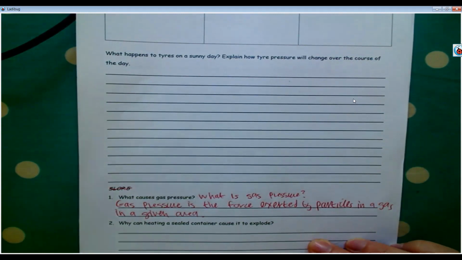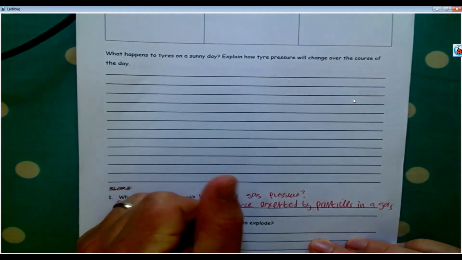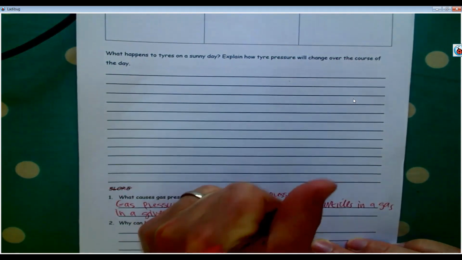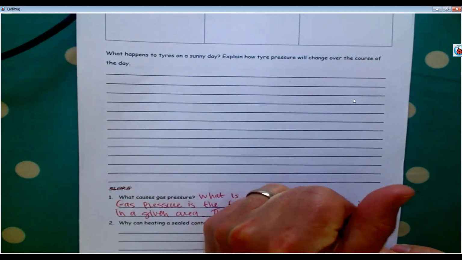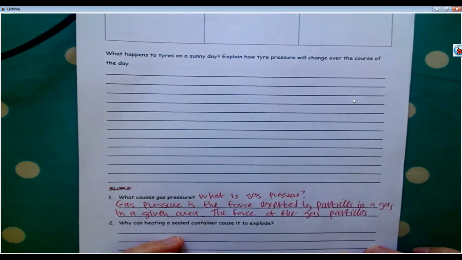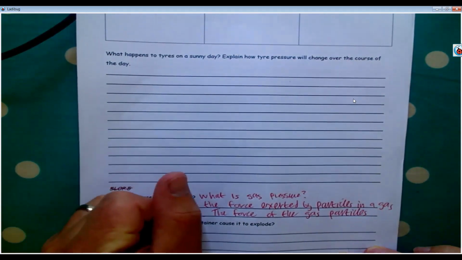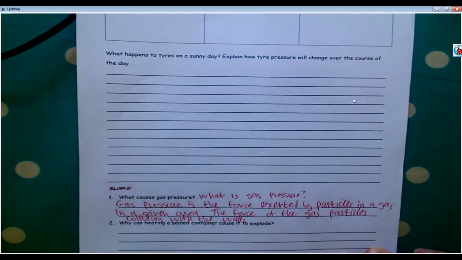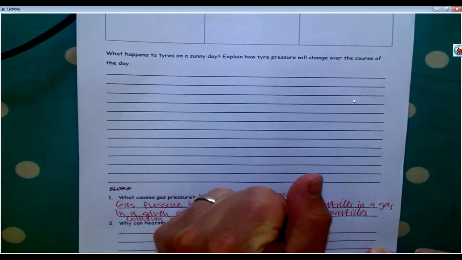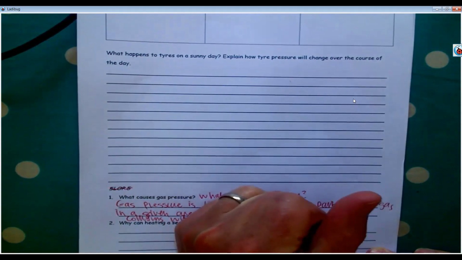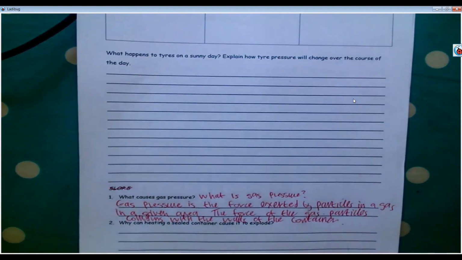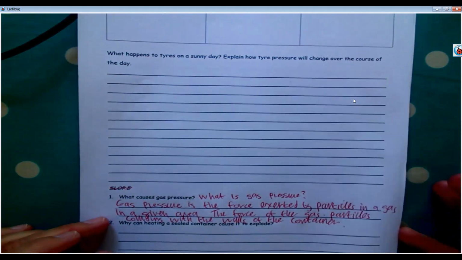Another way to look at it is the force of the gas particles colliding with the walls of the container. So if you need to, pause the video and have a go at writing down your notes, please. Okay, next new piece of knowledge.